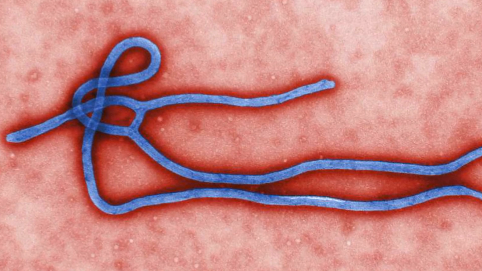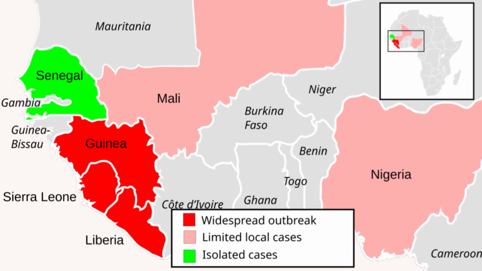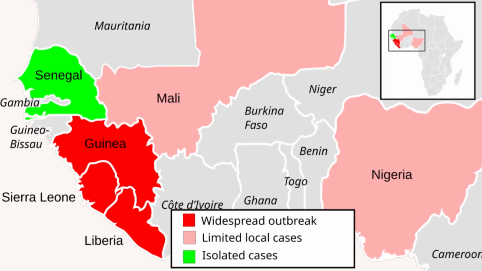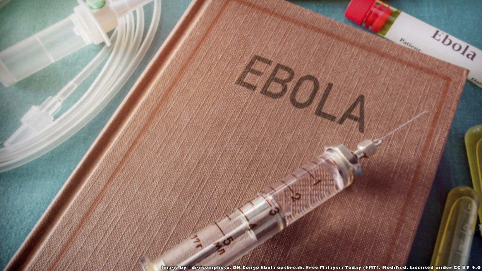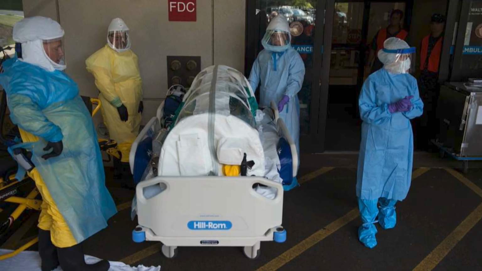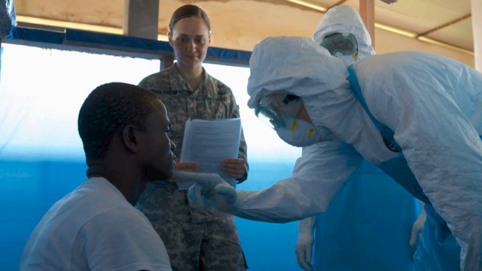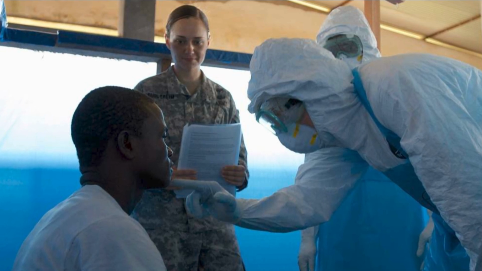The example here: the Ebola epidemic in West Africa from 2014 to 2016 is a well-known case. While Ebola had appeared in smaller outbreaks before, the scale of this epidemic was unprecedented. It killed over 11,000 people and overwhelmed healthcare systems in Guinea, Liberia, and Sierra Leone.